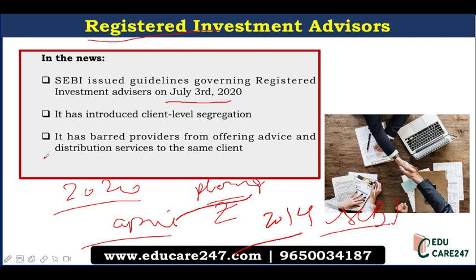Now, coming to the news, SEBI has introduced client level segregation and barred providers from offering advice and distribution services to the same client. It has also increased the net worth requirements and tightened experience as well as qualification standards for the advisors as well as their employees. It has also introduced a mandatory threshold for corporatization. SEBI has also stopped non-registered investment advisors from using terms like wealth advisor or independent financial advisor to describe themselves.